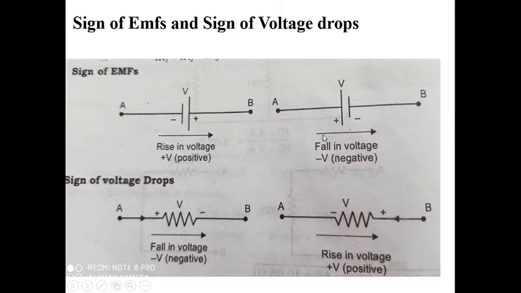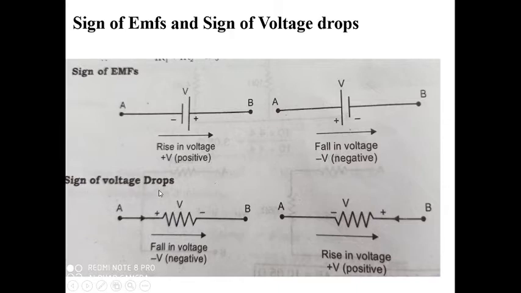Then you can see the fall in voltage. This is the A terminal and this is the B terminal. So plus to negative. Whenever we are traveling from positive to negative, there is a fall in voltage, that is minus V. So this is the sign of EMF.